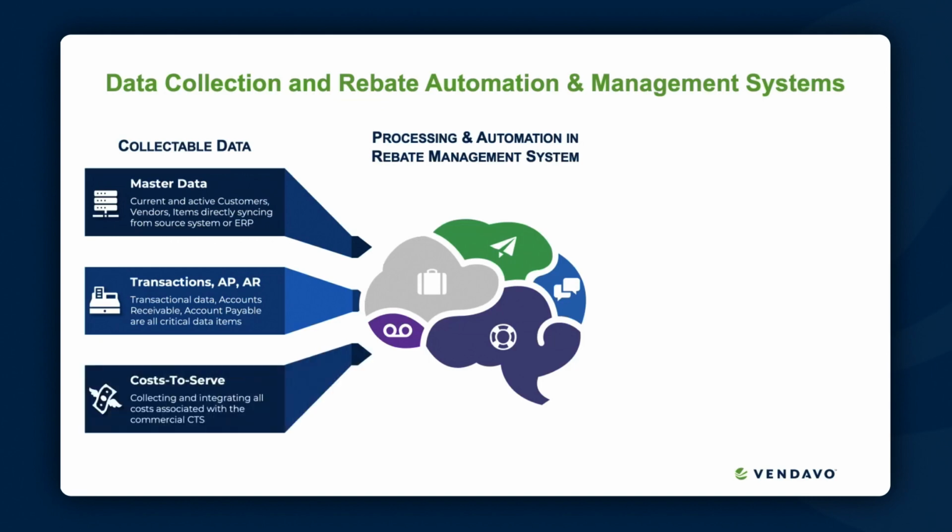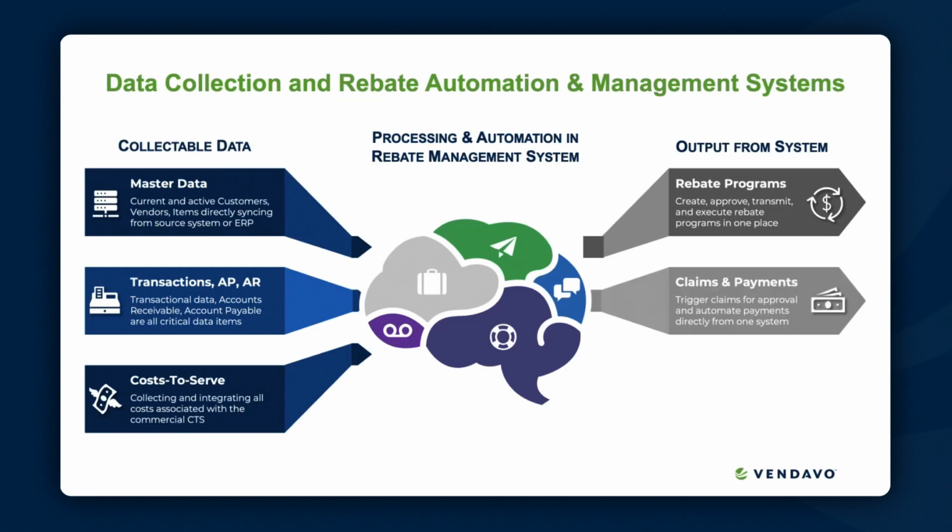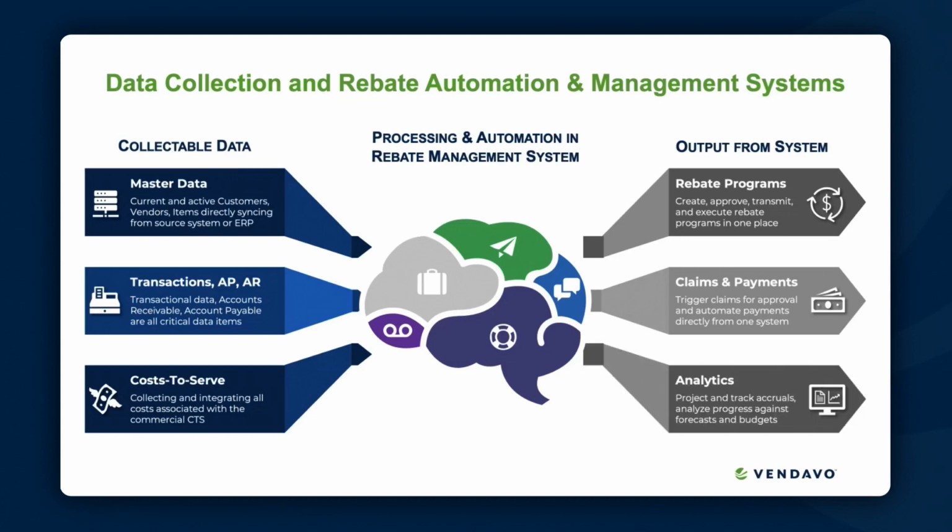What is the output? What is it going to do for us? For one, it's the programs themselves. It will enable you to create, approve, transmit, and execute these programs all in one system. Next is our claims and payments. Once a claim has been submitted or received and then verified, it will trigger the payment that needs to be made to that customer or distributor. And then finally, analytics, where we forecast and track accruals and analyze our progress against the budget.